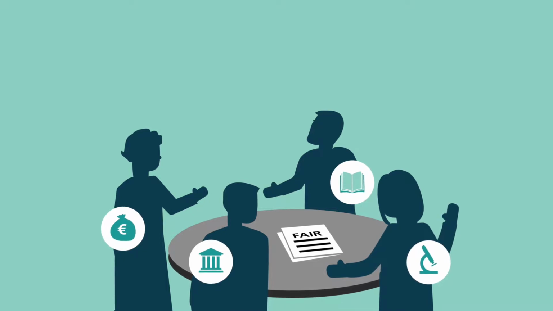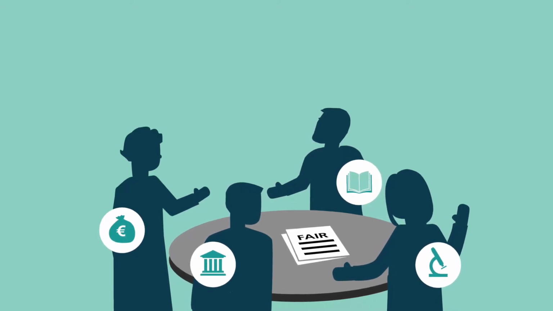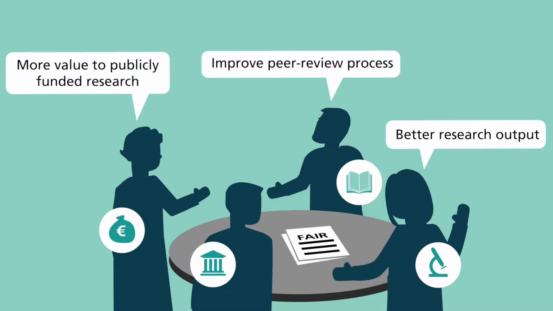They explain their motivation for establishing the FAIR principles as follows. Researchers claim that FAIR data result in better research output. Funders expect FAIR data to add more value to publicly funded research. Publishers anticipate FAIR data to improve the peer review process. For universities, FAIR data are a means to ensure high research integrity.